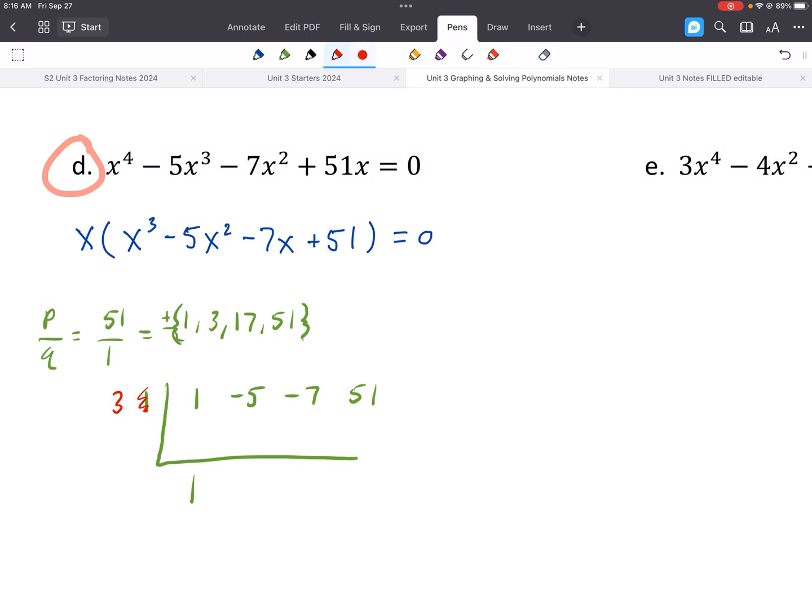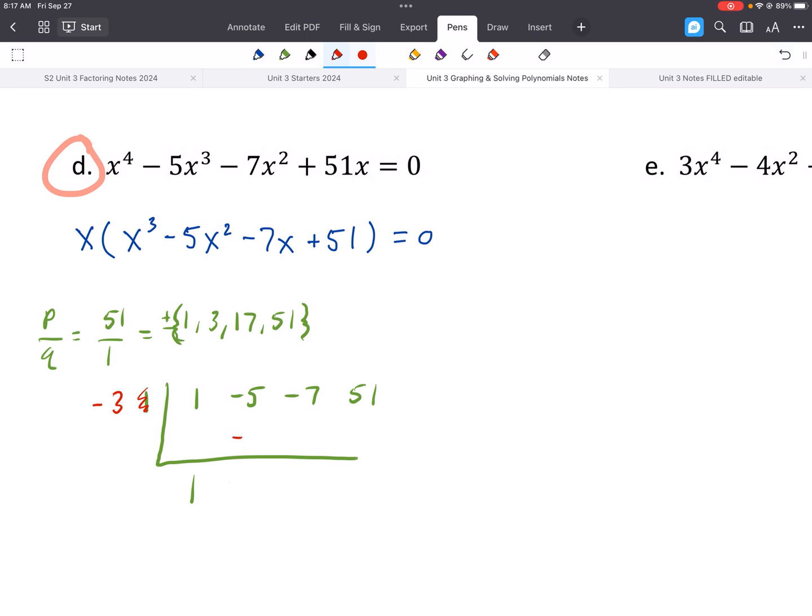So multiply, add, multiply, add, multiply. I know that's not 51, right? Because it would have to be 17 to give us 51. So that doesn't work. So then let's try -3.